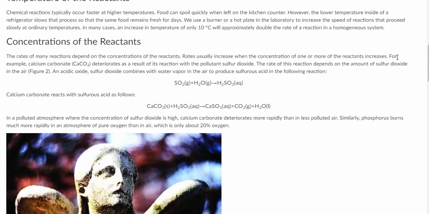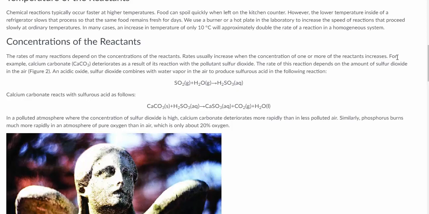We can also affect the rate of a reaction based on temperature. Chemical reactions usually occur faster at higher temperatures. Now that's usually, not all the time. And a lot of times, an increase in temperature of only 10 degrees Celsius will generally double the rate of a reaction. And this is for a homogeneous system. Again, that's just a rule of thumb. It's not the case for everything.